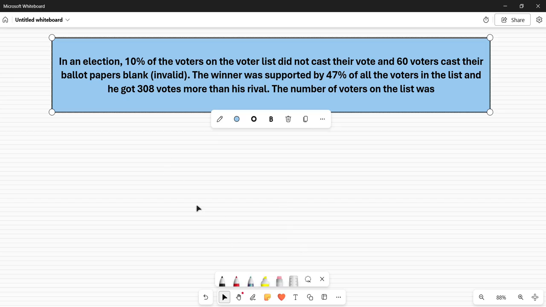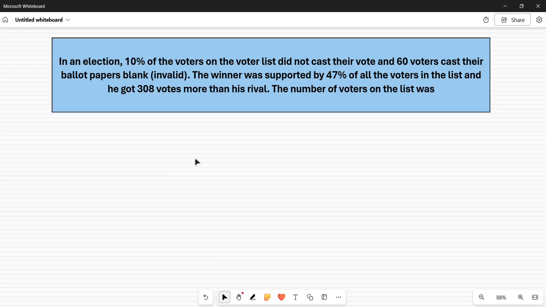So in this question, in an election, 10% of voters on the voter list did not cast their vote, and 60 voters' votes were invalid. The winner was supported by 47% of all voters in the list. So this is an important info. He got 308 votes more than his rival. We need the total number of voters on the list.